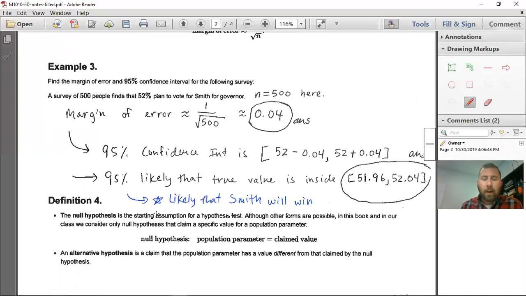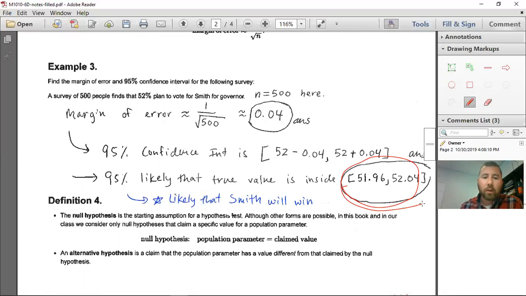With confidence intervals before, we were usually just given the margin of error in these problems, like I would just tell you the margin of error is 0.04. But here we actually calculated it for ourselves using an approximation. To set up the confidence interval, you do 52 minus the margin of error and 52 plus the margin of error. What you get at the end is the circled answer: the true value 95% of the time would lie between 51.96 and 52.04. So I'm just adding and subtracting the margin of error to the statistic they gave us.